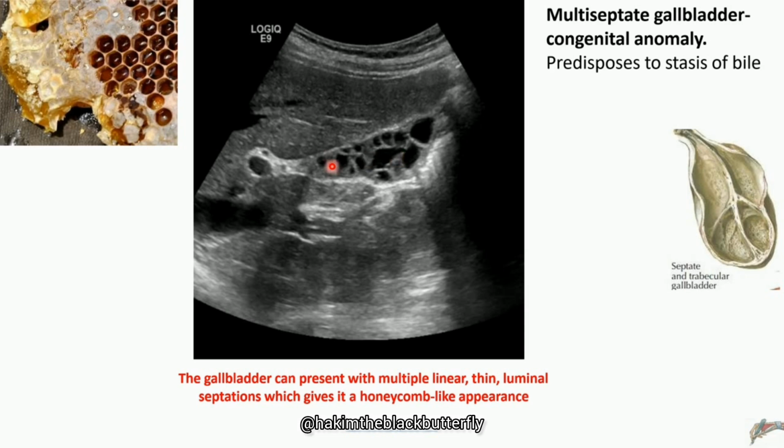So this gallbladder will appear with a honeycomb-like appearance, as if it's a honeycomb, something like that. That's why it's described as a honeycomb-like appearance. Okay, that's the terminology used to describe the multi-septate gallbladder because of the similar appearance, as you can see.